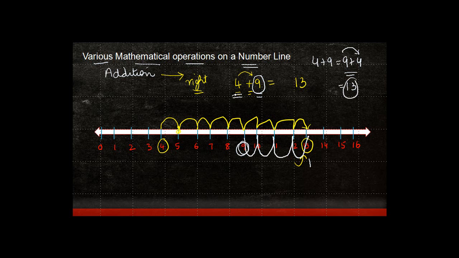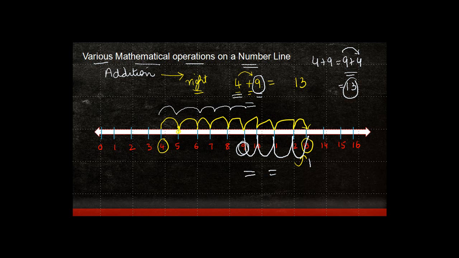So for addition, you can always try and do it differently. This is much easier because instead of jumping 9 times, you just need to jump 4 times towards your right. And the answer is there. I hope addition is clear.